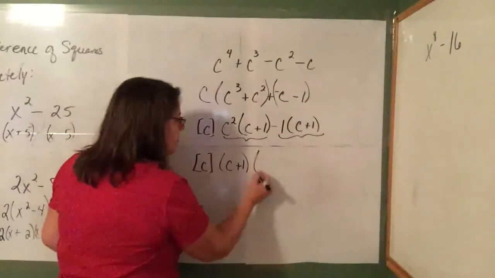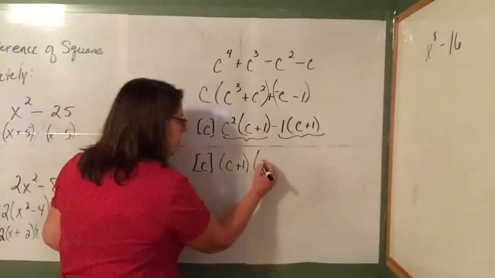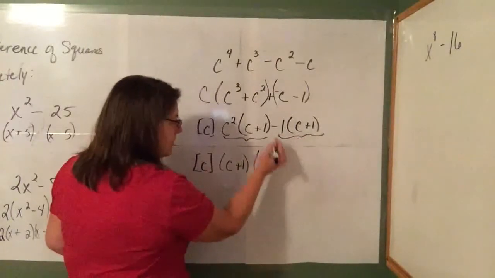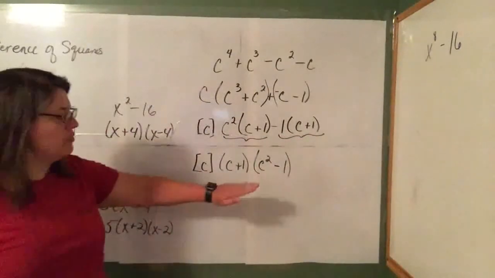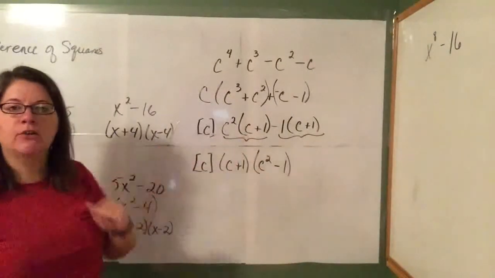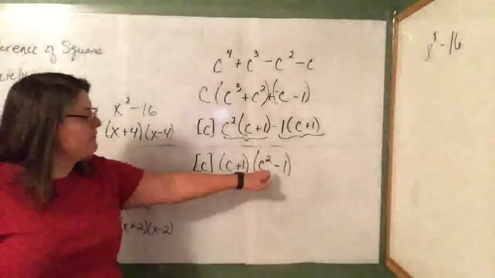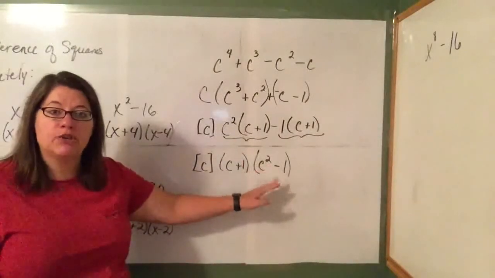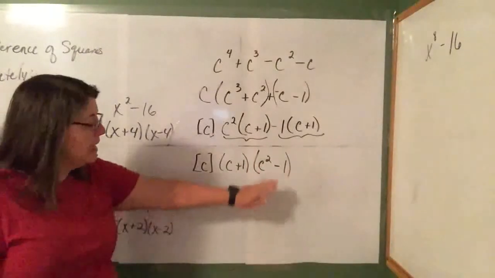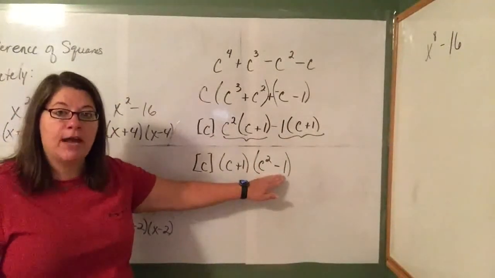And then what's left in this term is a C squared, and in this term is a minus 1. Now, a lot of my students would look at that and say, I've factored by grouping, I'm finished. But what you have to recognize is, if you have difference of squares in your problem anywhere, you're not finished. It has not been factored completely, because this binomial can be factored again.